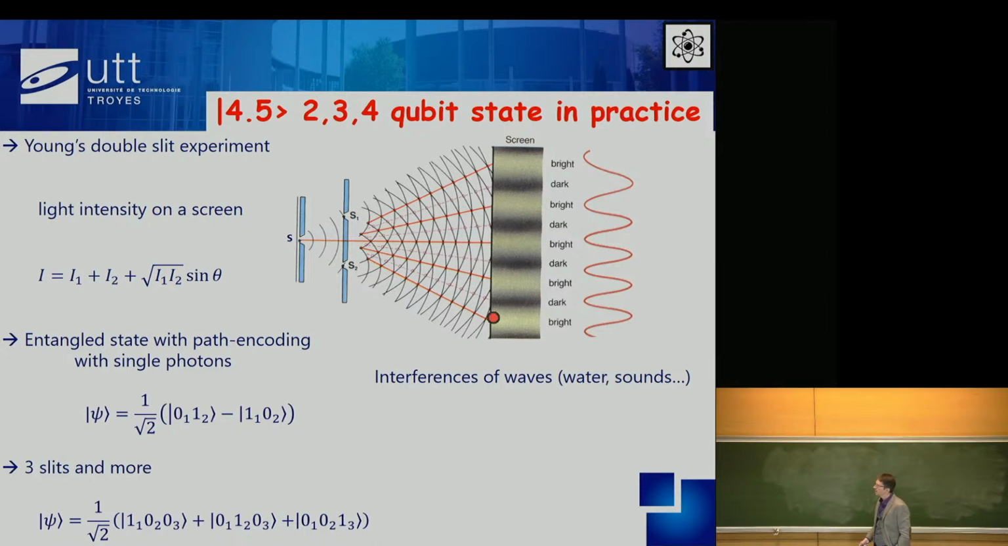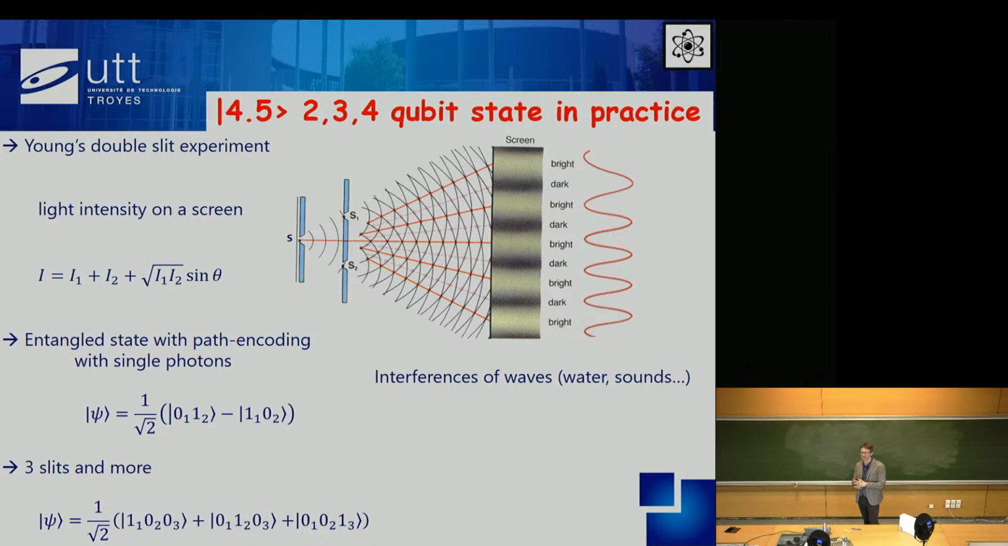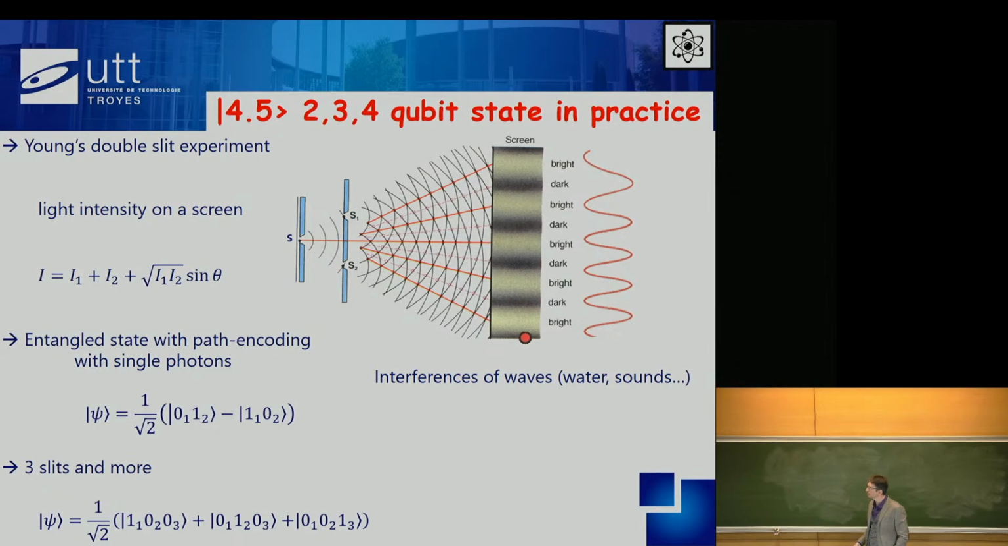Those are interferences. And if you were to come with a power meter, something that measures the light intensity, on this screen, you could reconstruct exactly that curve. As a reminder, you can show that the intensity here is equal to the intensity emitted by slit 1, plus the intensity emitted by slit 2, plus a term which is square root of I1 I2 times sine theta, where theta is due to a dephasing.